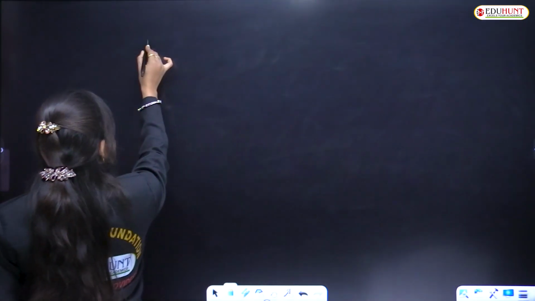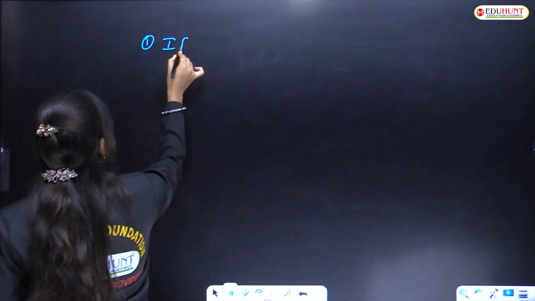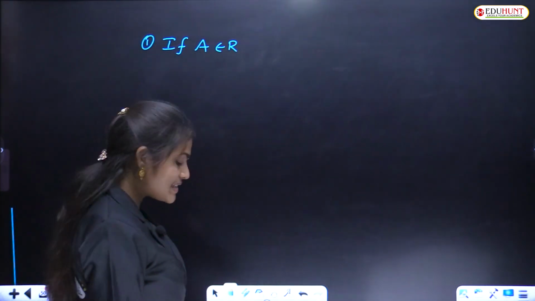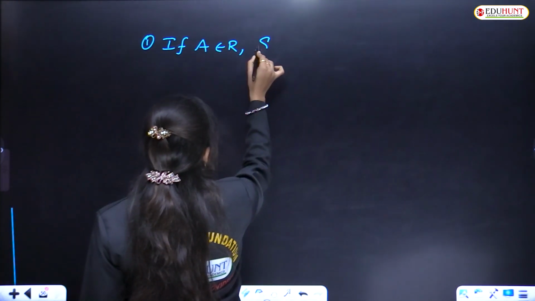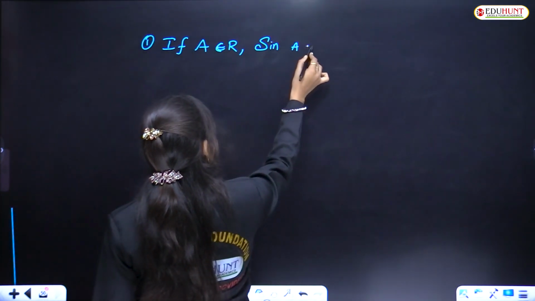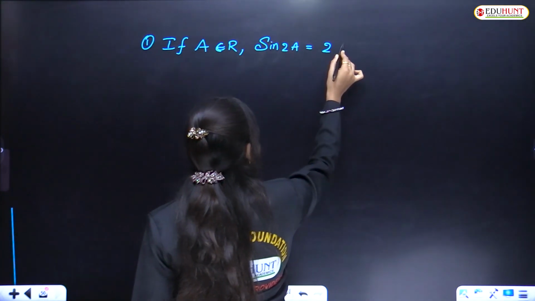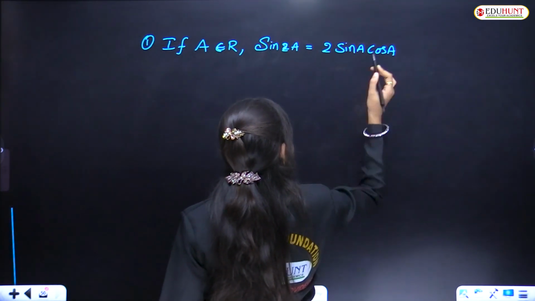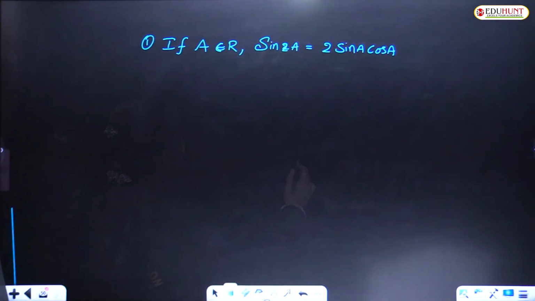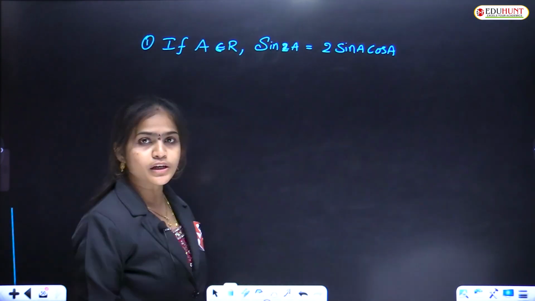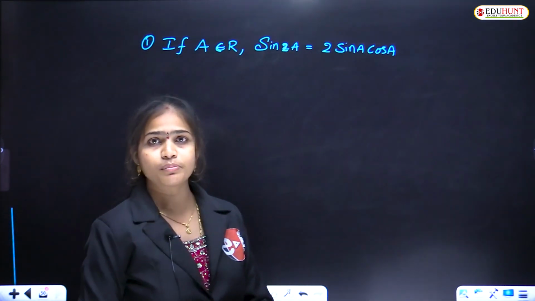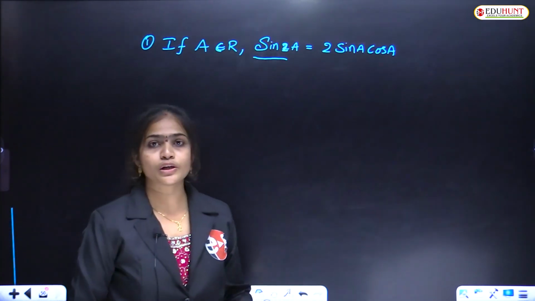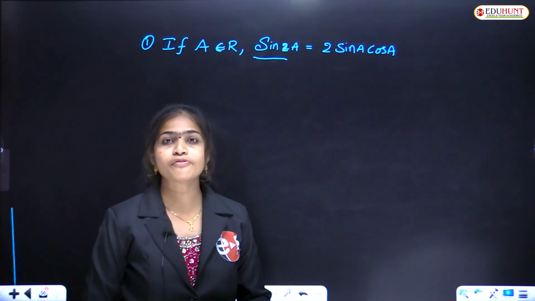So for example, the first one is: if A belongs to R, A is any real number, then sin 2A is equal to 2 sin A cos A. The first one is sin 2A is equal to 2 sin A cos A. What is that first formula here? If A belongs to R, then sin 2A is equal to 2 sin A cos A. That is the first formula.